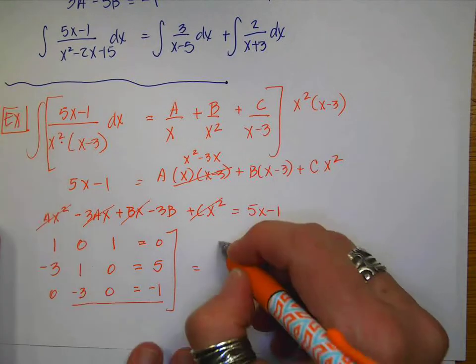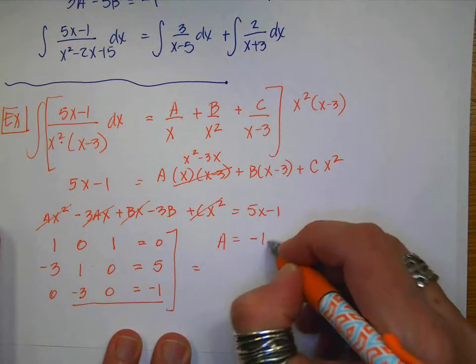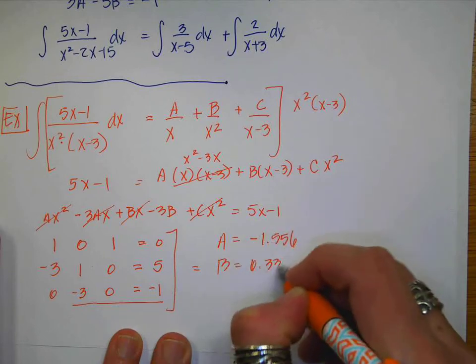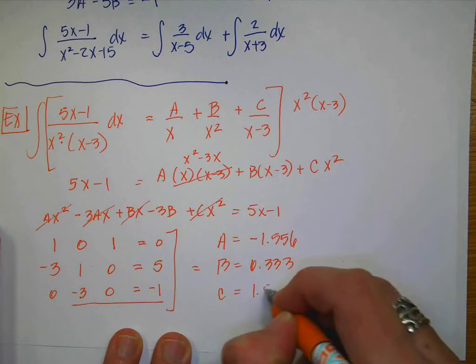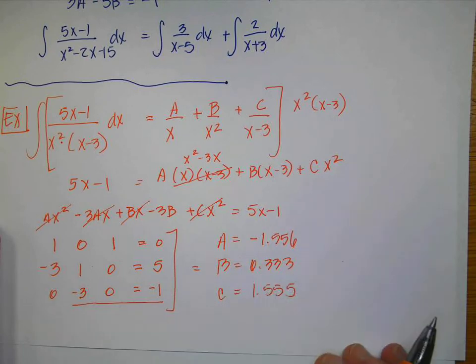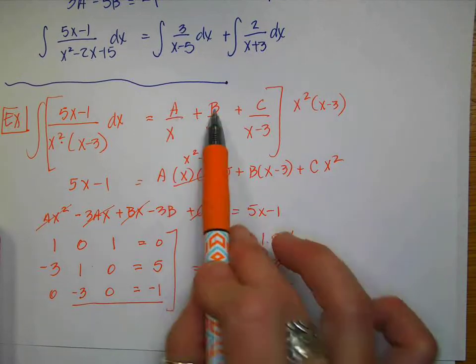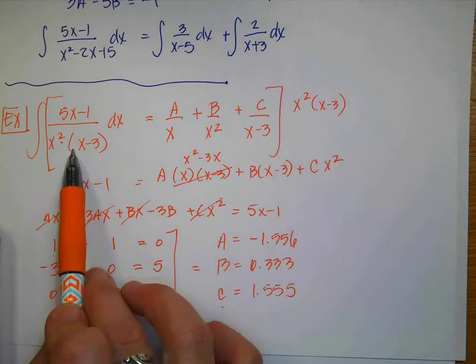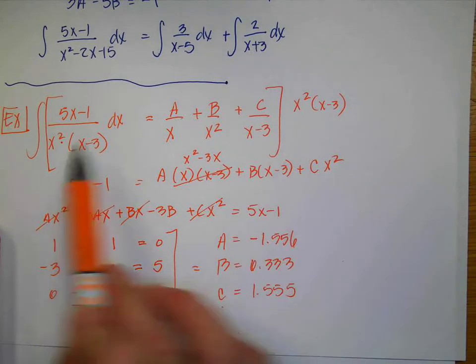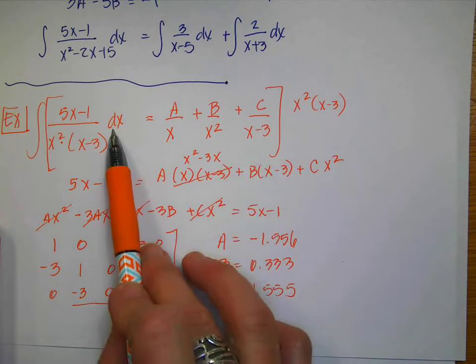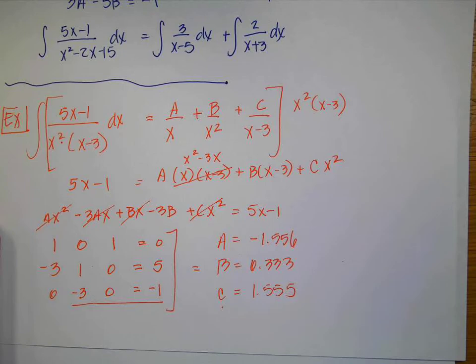Ooh, that's yucky. And then I get that A is equal to a negative 1.556, B is 0.333, and C is 1.555. So what happens when I make up problems? The numbers don't turn out very well. But even so, I can take these coefficients, substitute it in here, and then take my original integral and split it into 1, 2, 3 different integrals, including your dx, of course, and then I could integrate each system.